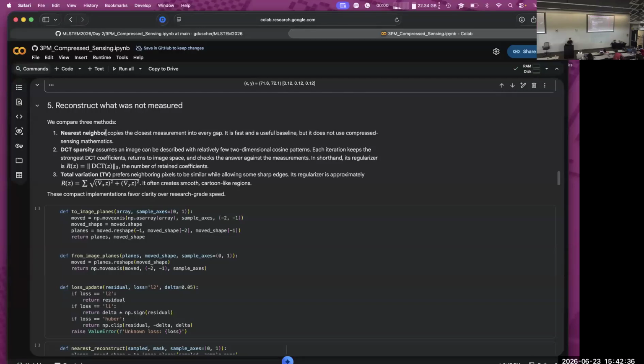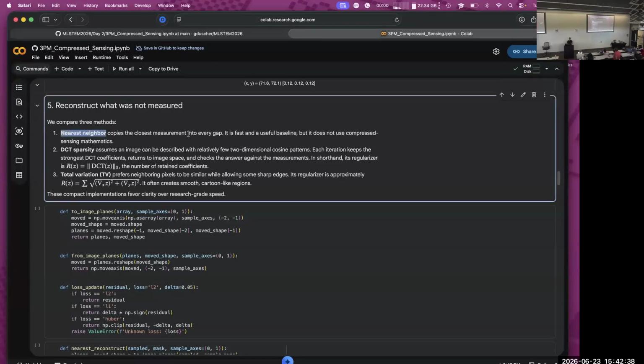Number one is called nearest neighbor. It's exactly what it sounds like. Each unmeasured pixel just gets the nearest measured value inserted. So you get sort of a blobby looking image. No one really uses this professionally, but it's a quick, easy algorithm to compare.